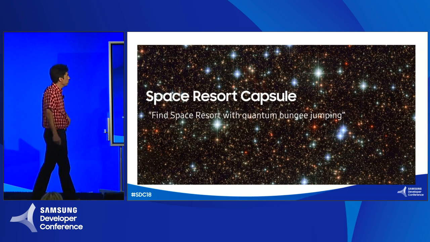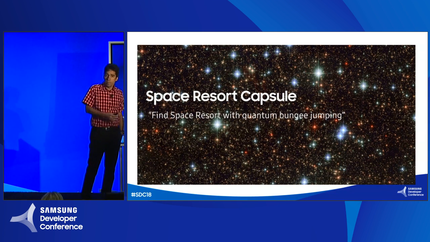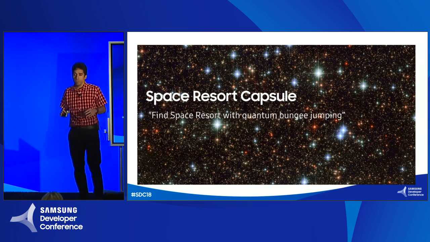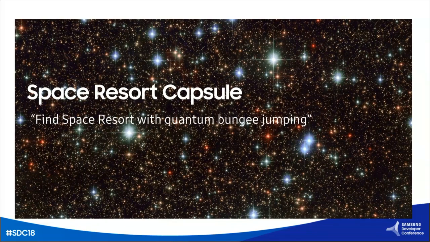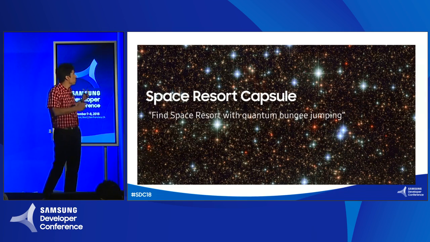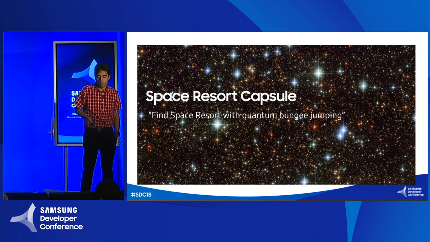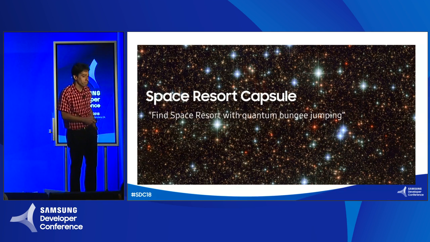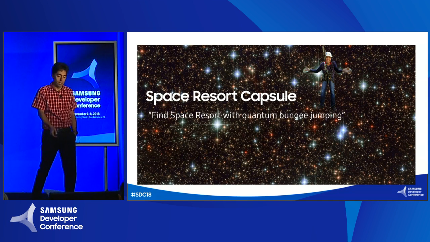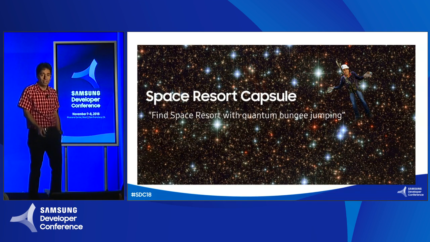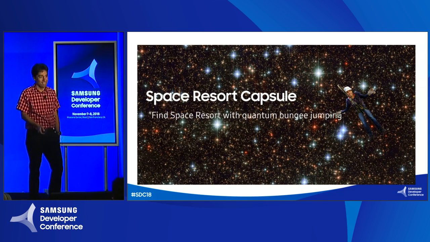The example I'm going to use is a space resort. This is where we imagine we are a company that has space resorts all over the solar system, and then we allow our users to search for these space resorts by asking about different features they might have, like quantum bungee jumping. Oh, which is very fun. It's me doing quantum bungee jumping. You have to try it.